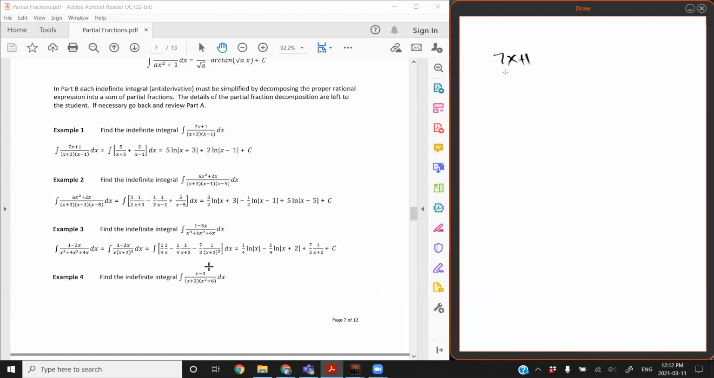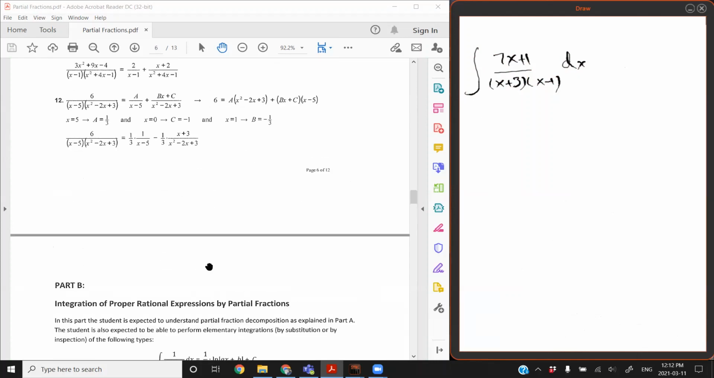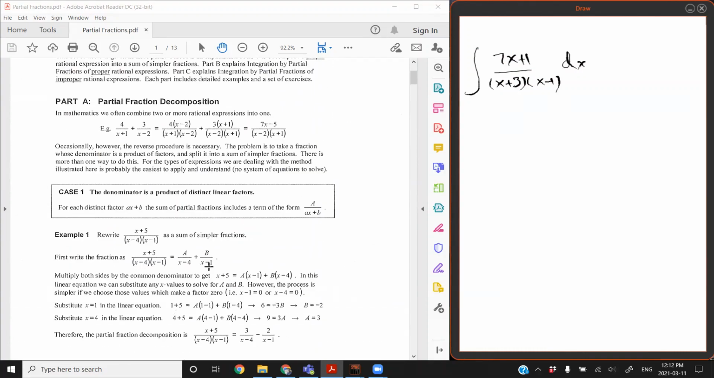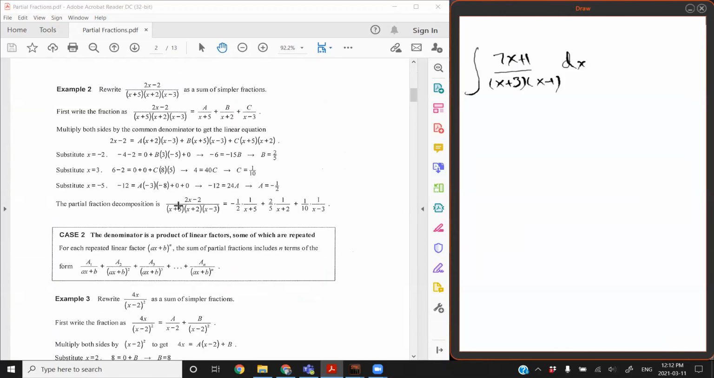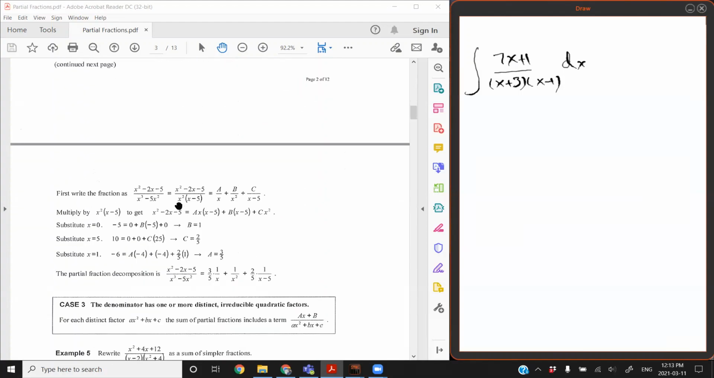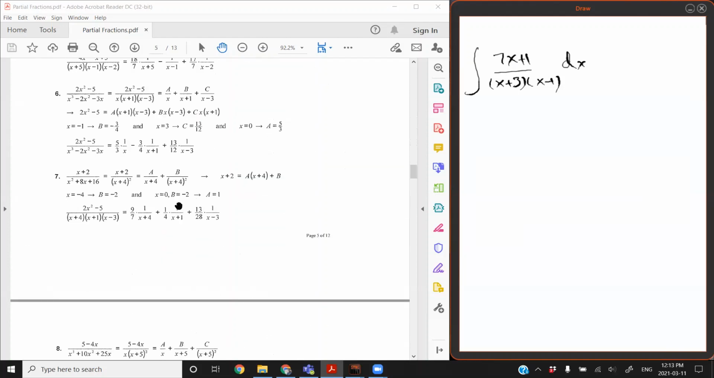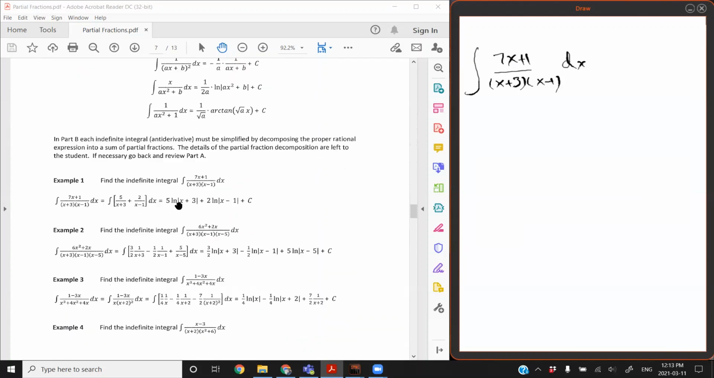Seven x plus 1 over x plus 3 times x minus 1. The indefinite integral of this rational expression. So 7x plus 1 is a rational expression that we worked with last class. It's this one. So let's just do the decomposition.